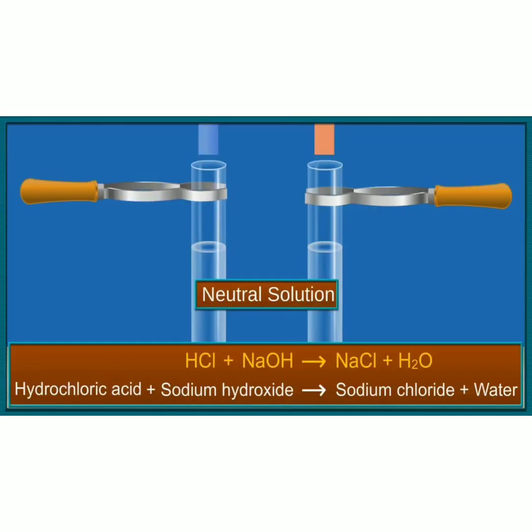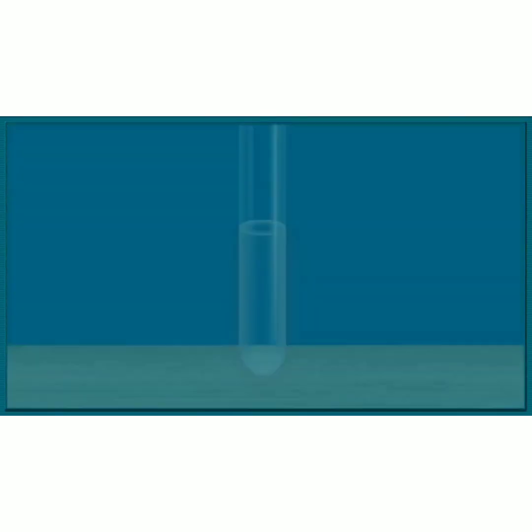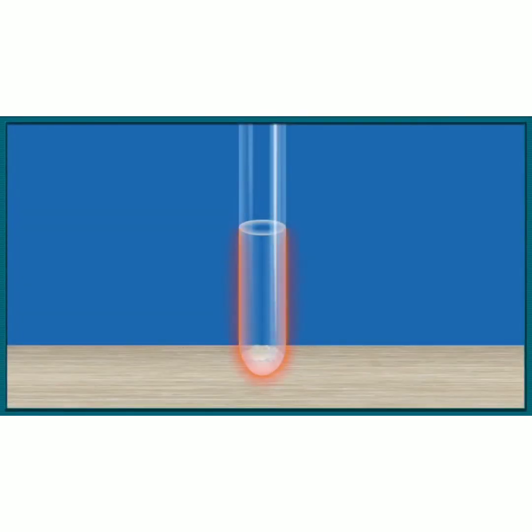Now, let's find out if any other change took place during the reaction. Touch the test tube after the solution gets neutralized. You will notice that the test tube is quite hot. This is because heat is evolved when an acid reacts with a base during a neutralization reaction. Hence, heat and salt are produced during a neutralization reaction.